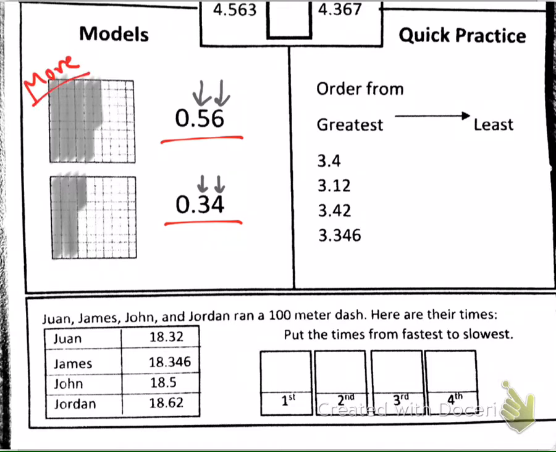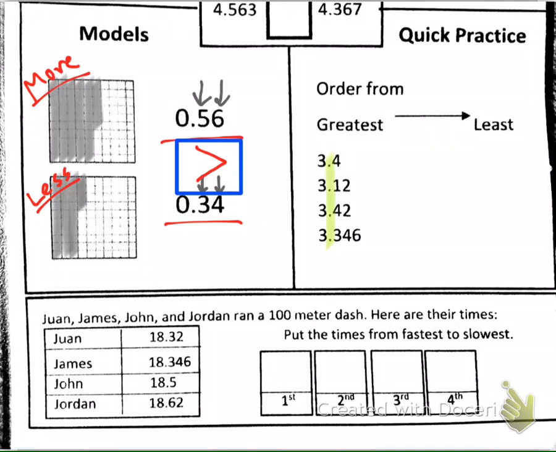And it's really easy to see that the top one has more shaded in and the bottom one has less shaded in. So in order for me to compare them, I'm going to use the symbol, which is 56 hundredths is greater than 34 hundredths. So that's a quick, easy way to do that if you want to draw those models. And sometimes you have to, and sometimes that's the only way you can do it. So that's perfectly okay. That's a tool that you have to use.